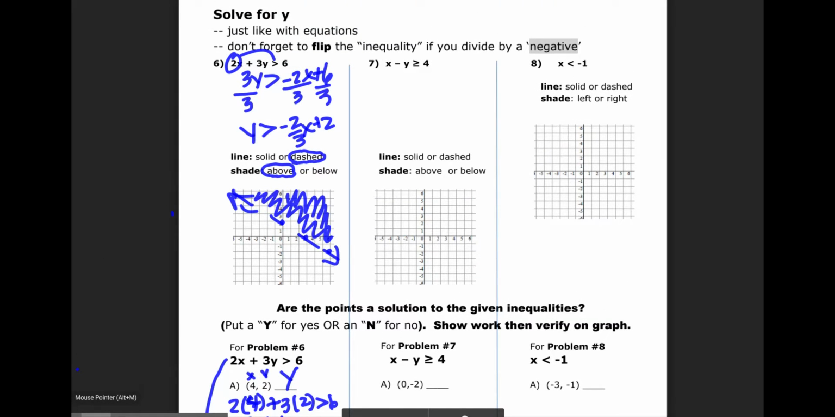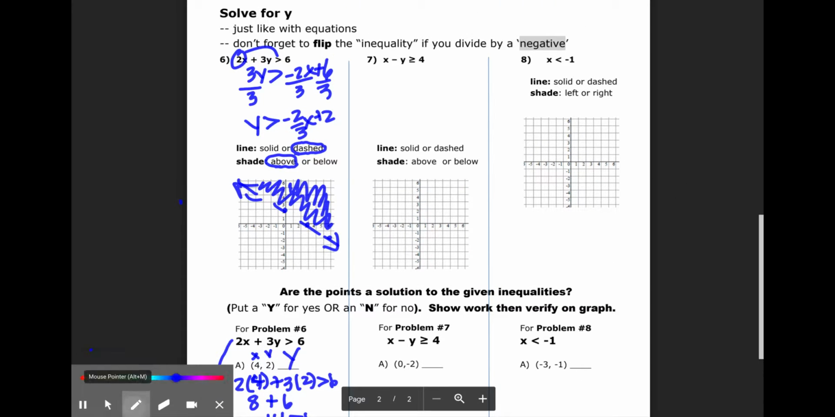All right, so on number 7, let's try a different color. We're going to take that x, move it over to the other side, and bring down negative y is greater than or equal to negative x plus 4. Now that negative y is understood to be a negative 1y. So we're going to divide everything by a negative 1.